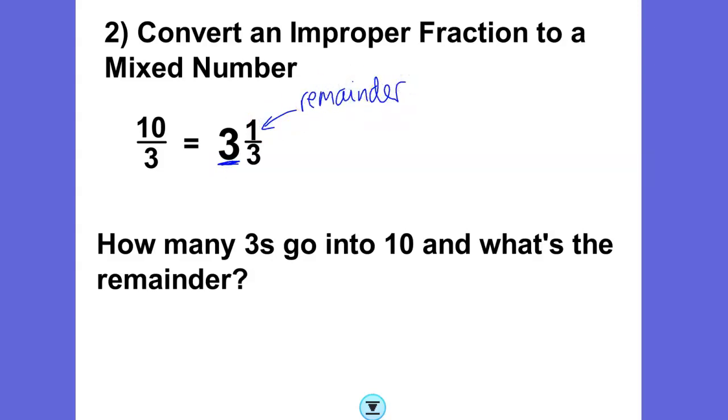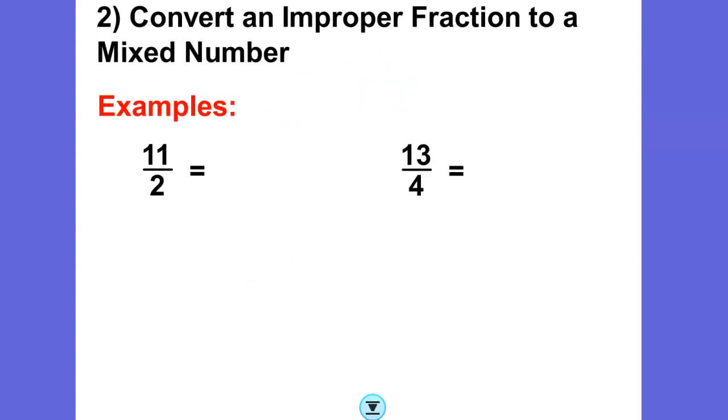So basically, treat it like a division sum. It's that easy. How many of the bottom number go in the top? How many 2's go into 11? 2, 4, 6, 8, 10. There are 5 2's in 11 and 1 left over. The denominator will stay the same. Here, how many 4's go into 13? 4, 8, 12. There's 3 and 1 left over, and the denominator stays the same. So there's a couple of examples of that.